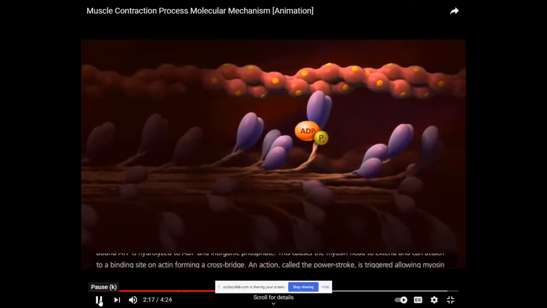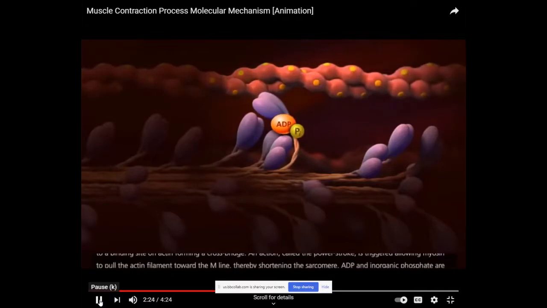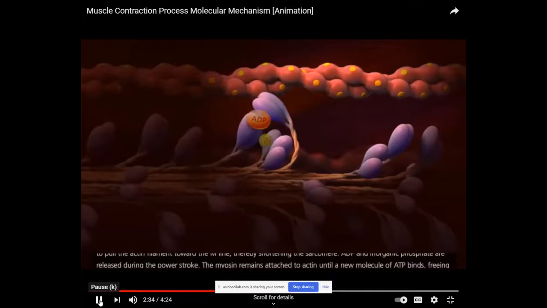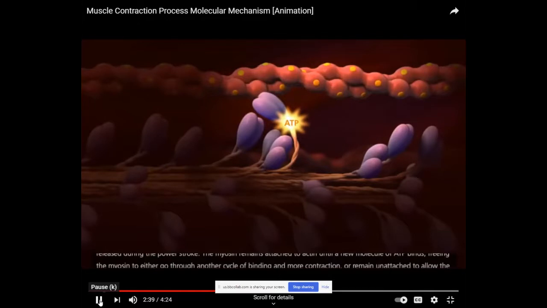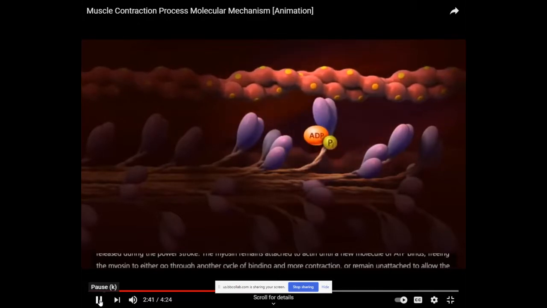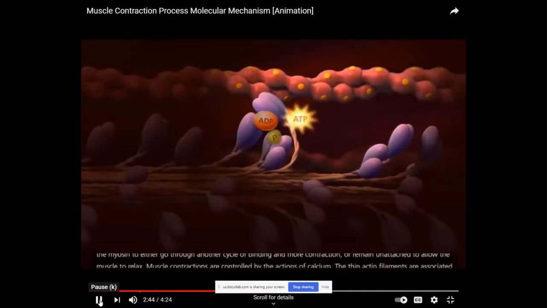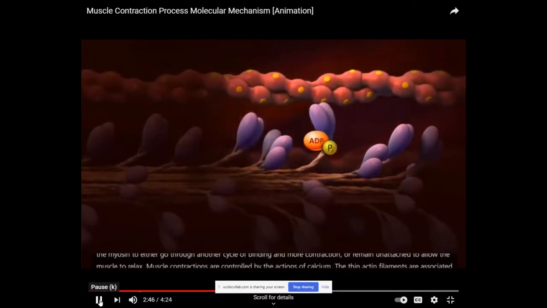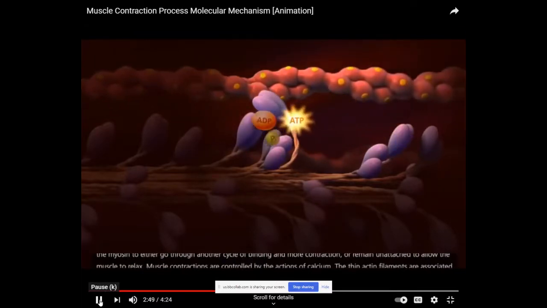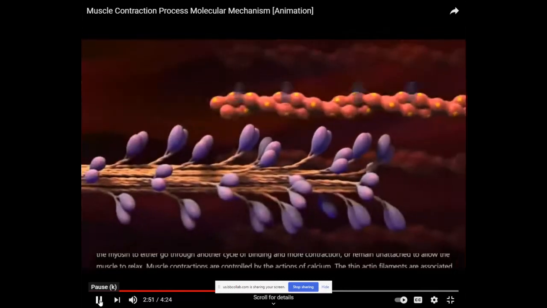This causes the myosin head to extend and can attach to a binding site on actin, forming a cross bridge. An action called the power stroke is triggered, allowing myosin to pull the actin filament toward the M line, thereby shortening the sarcomere. ADP and inorganic phosphate are released during the power stroke. The myosin remains attached to actin until a new molecule of ATP binds, freeing the myosin to either go through another cycle of binding and more contraction, or remain unattached to allow the muscle to relax.